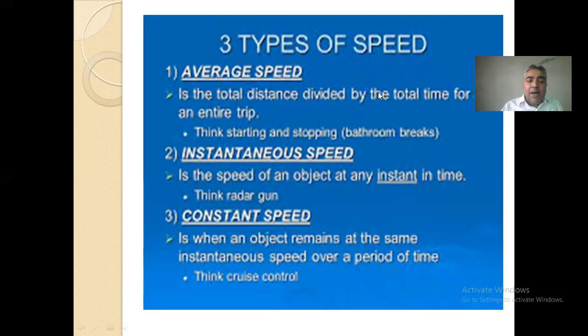Types of speed: average speed, instantaneous speed, and constant speed. Average speed is the total distance divided by the total time of the entire trip, and instantaneous speed is the speed of an object at any instant in time. Constant speed is when an object remains at the same instantaneous speed over a period of time.